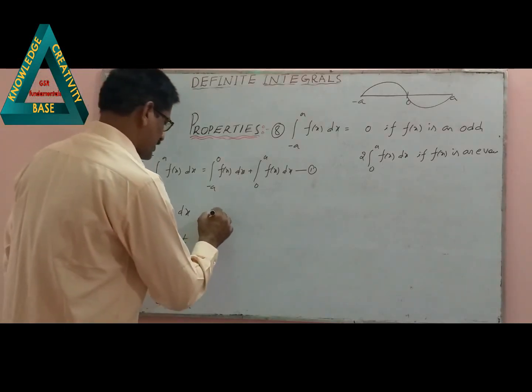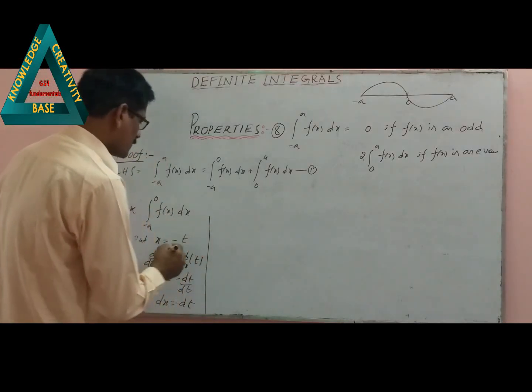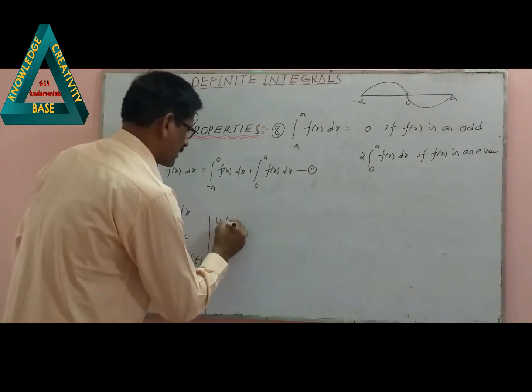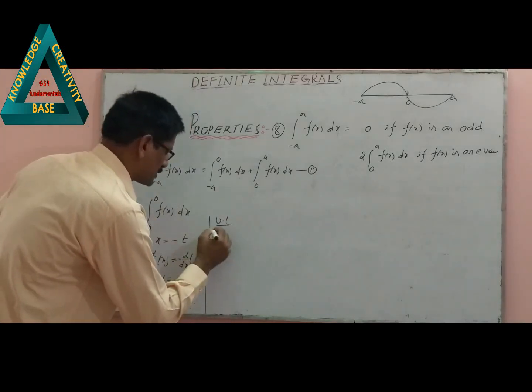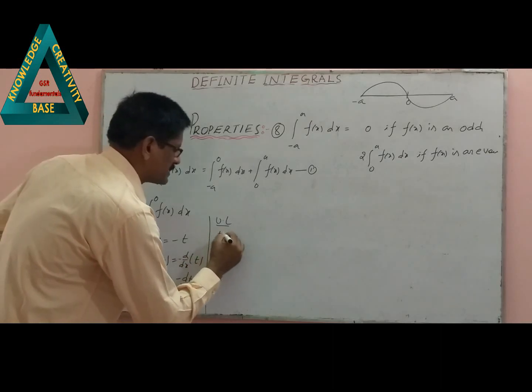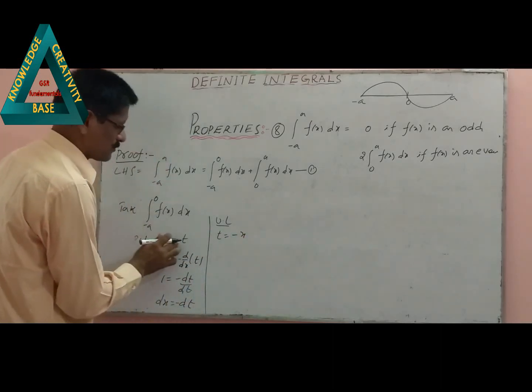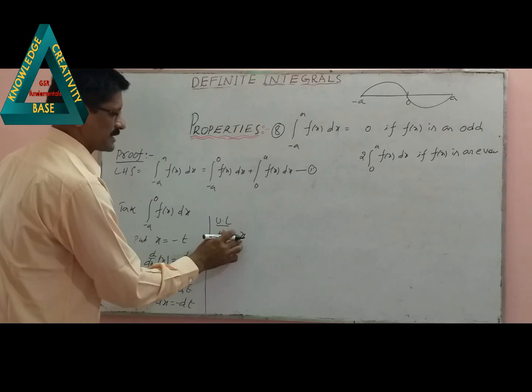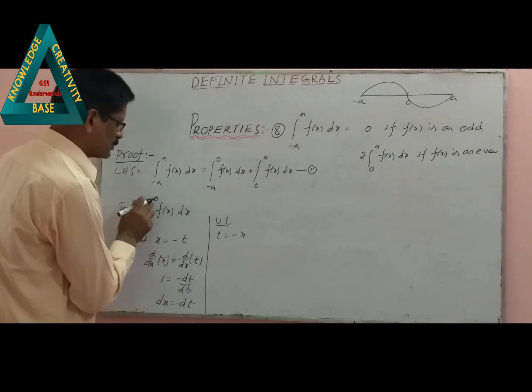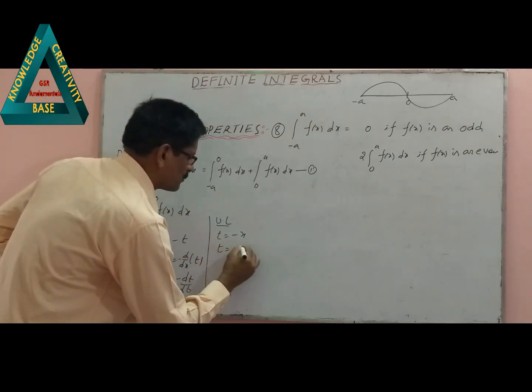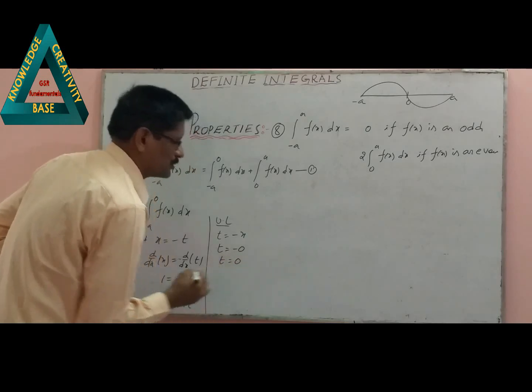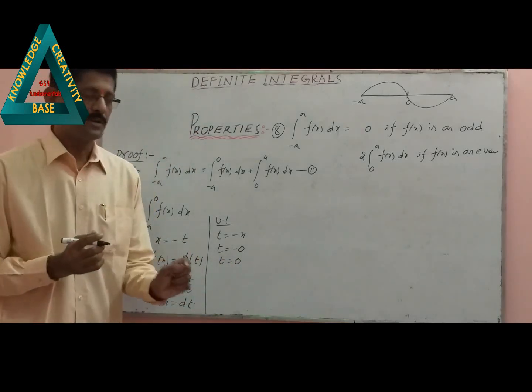So the limits also change. What are the limits? The upper limit. What is the substitution? x is equal to minus t. That means t is equal to minus x. Therefore, t is equal to minus x. What is the x variable's upper limit? 0. So t is equal to minus 0. t is equal to 0. The upper limit of the t variable is 0.